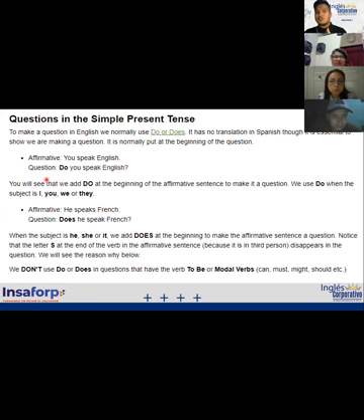Another thing very important, guys. Otra cosa muy importante. The intonation. La entonación. Entonación para hacer preguntas. We even have that in Spanish. Incluso en español, nosotros sabemos que hacemos una, como una media entonación, que eso lo cambia automáticamente una pregunta.